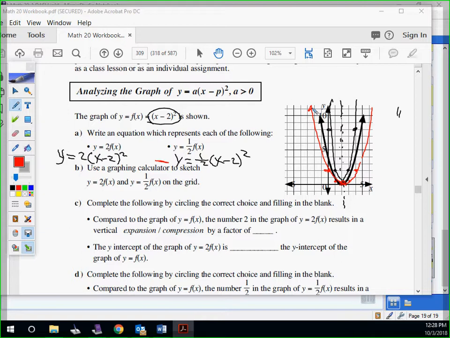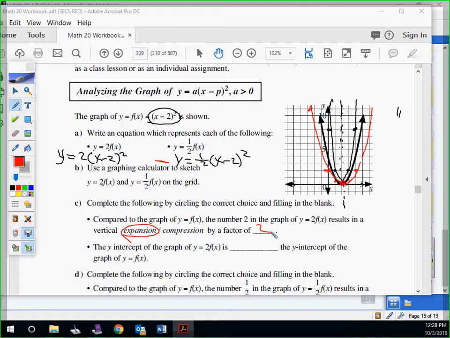Compared to the graph of y equals f of x, the number 2 in the graph of 2f of x results in a vertical expansion. It's expanding faster, so it's getting steeper, by a factor of 2. So it took the original graph, and every point on the original graph is multiplied by 2. Okay, so it's expanding it.